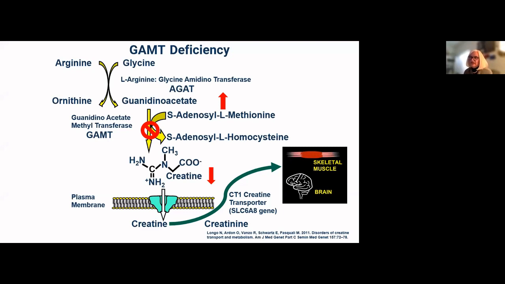Of course, having a low creatine, even if the creatine transporter works, there is not enough creatine to be taken up by the transporter. So you're going to have low creatine, deficiency of creatine in the brain and in the muscle.